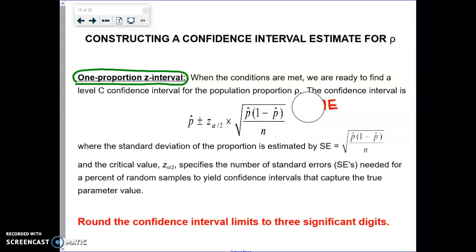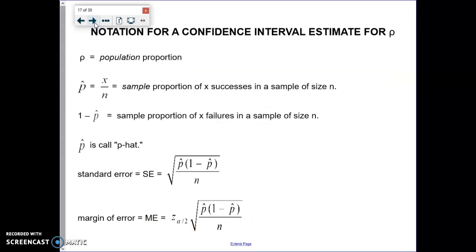So, ladies and gents, when we do this, we always want to make sure we round that confidence interval limit to 3 significant digits when we use proportions. Now here's again some notation you can use, and there again at the bottom is your margin of error. If you get stuck with the notation or so forth, just refer back to this slide.